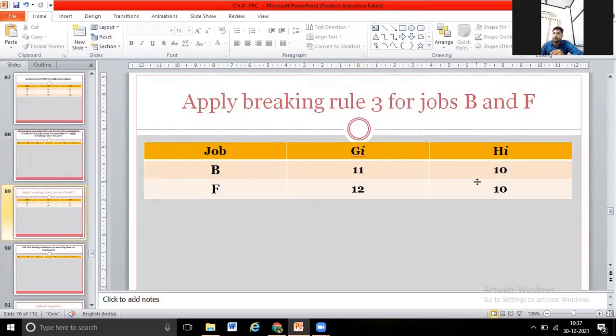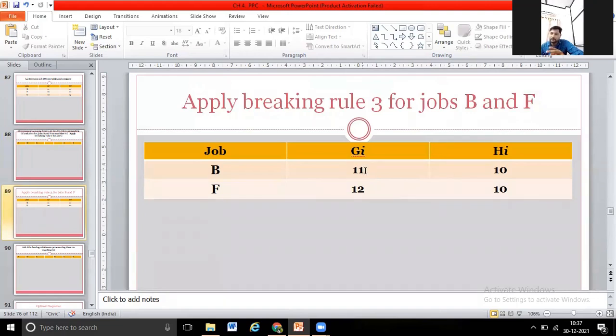Then the 2 jobs are remaining, but both jobs have the lowest processing time of 10 on the second machine. Now when the lowest processing time is the same on the second machine, at that time you have to compare their processing times on the first machine.